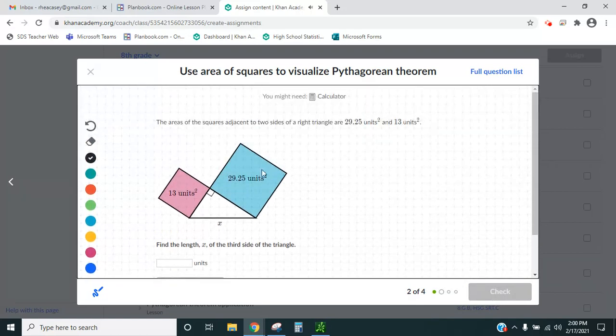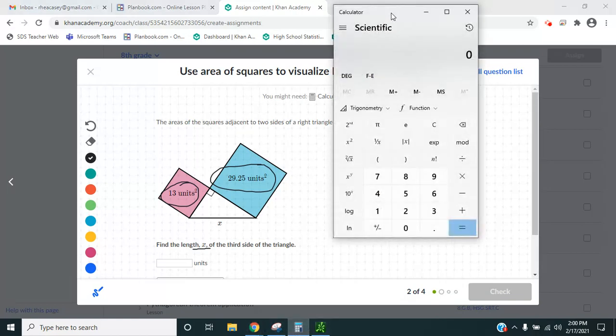Let me do one more of these for you. Just the same idea. 13. And those units have already been squared. But I want you to notice the difference. The difference here says, what's the length of the side? So if we add those two up, let's look at what we get.